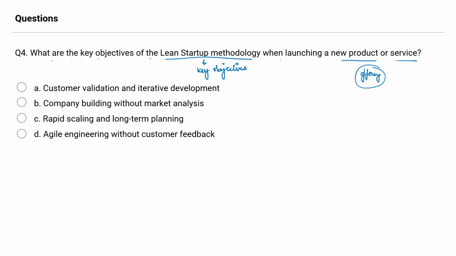Think about it. Let me know. Very direct question. Key objectives we are trying to figure out. If you have any thoughts, please let me know. The options are customer validation and iterative development, company building without market analysis, rapid scaling, long term planning, and agile engineering without customer feedback.